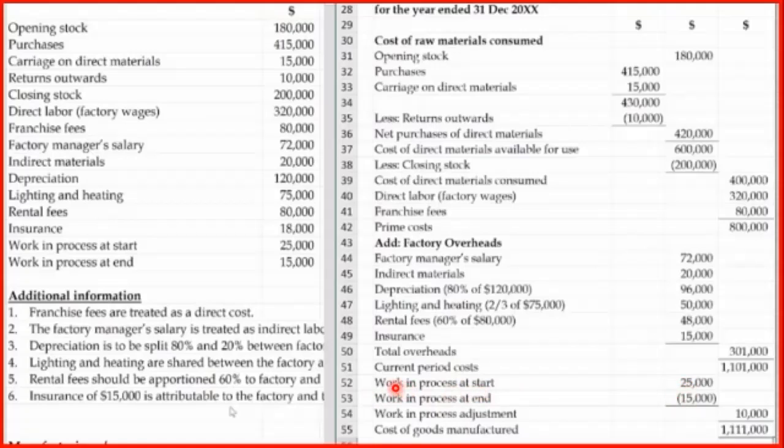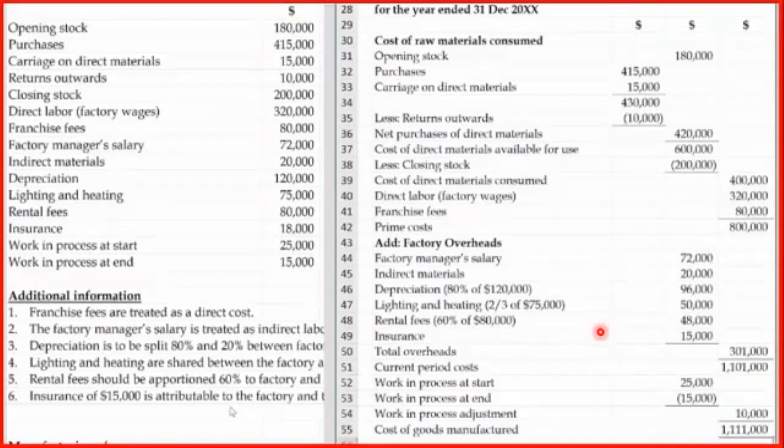The way you account for it is to add on the work in process at the beginning of the year and minus the work in process at the end of the year. Okay, you could do it this way, or you could add this 25 to that, get a total, and then minus the 15,000 from the total. You'll get the same thing, right? Or you could do it this way as well. But be careful when you're doing it this way, because if the work in progress at the end is bigger than the work in process at the start, you will get a negative figure here. And you can't add it on, you will have to minus it, okay?